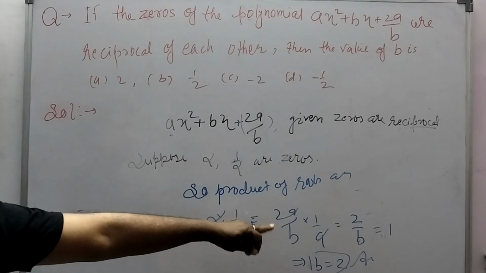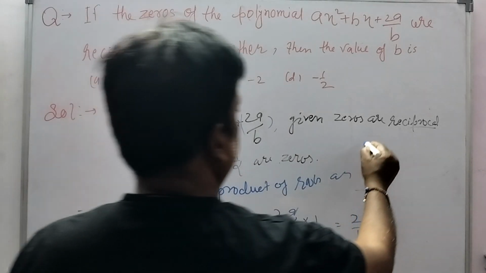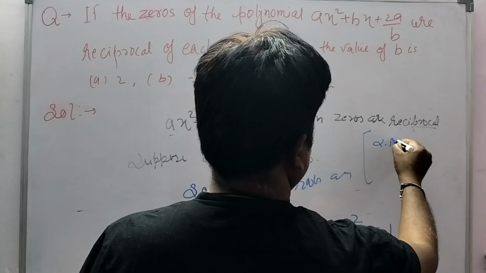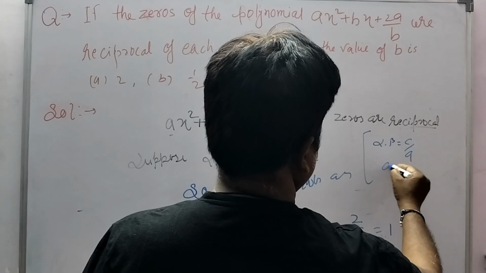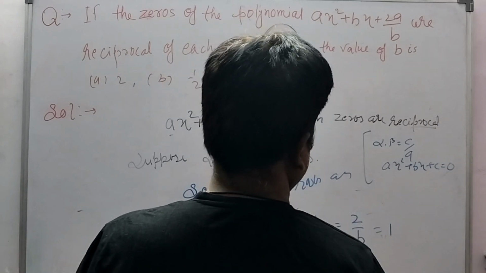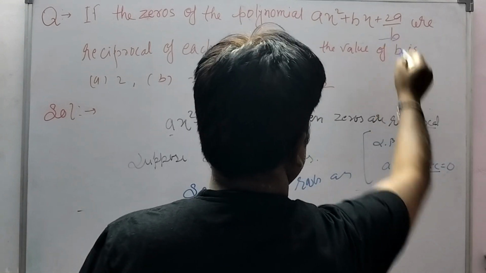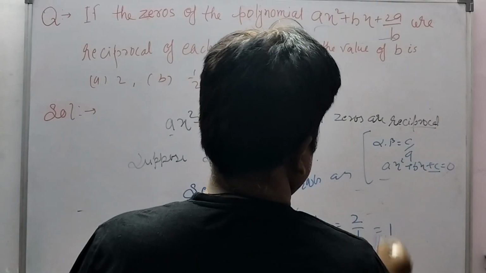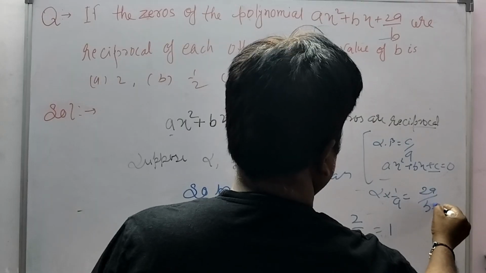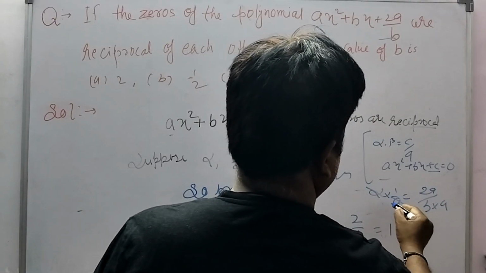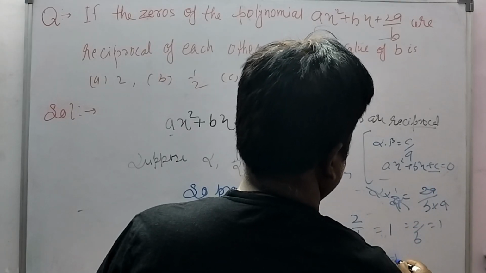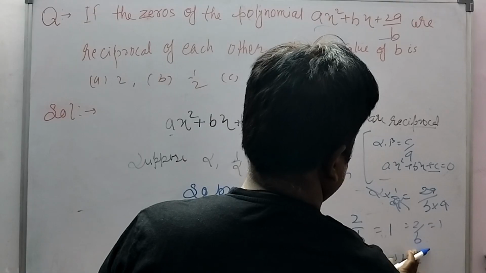Product of the roots, we know that product of the roots alpha into beta is c by a in the standard form ax square plus bx plus c equal to 0. So alpha into 1 by alpha equal to 2a by b into 1 by a, and alpha cancels, a cancels. So 2 by b equal to 1, that means b equal to 2.